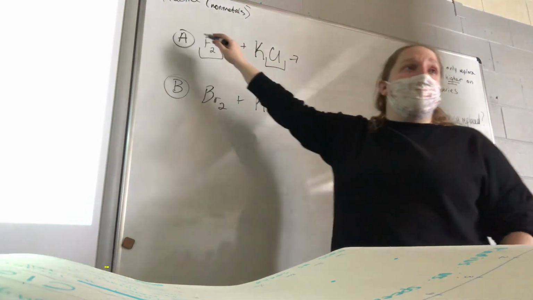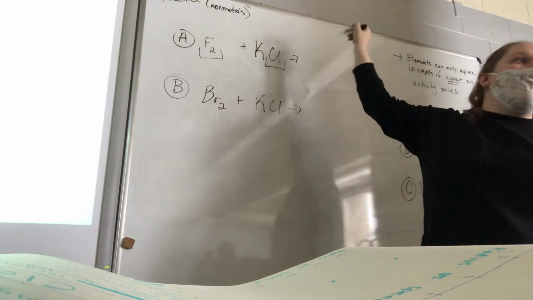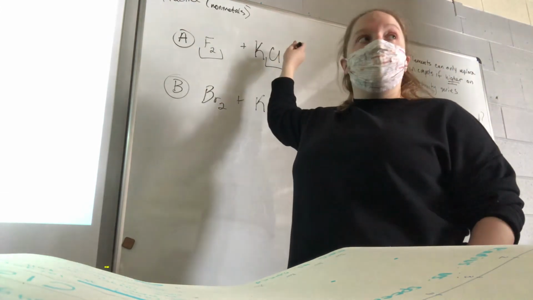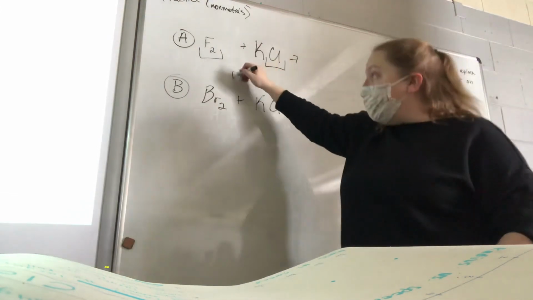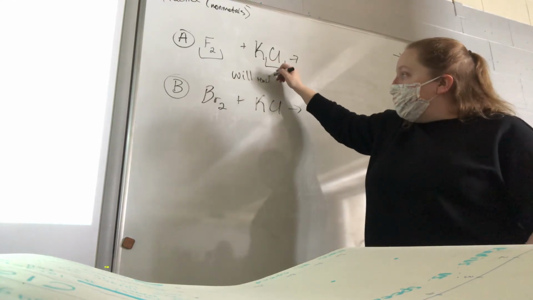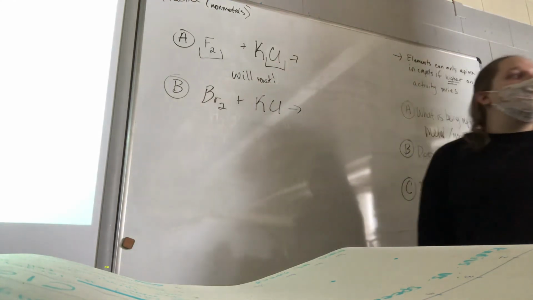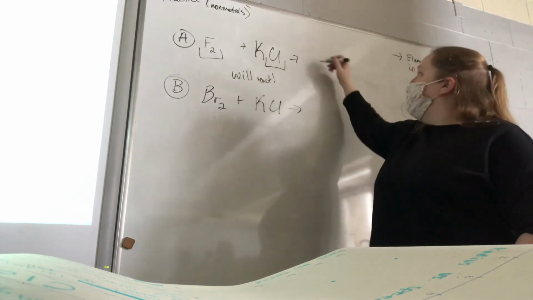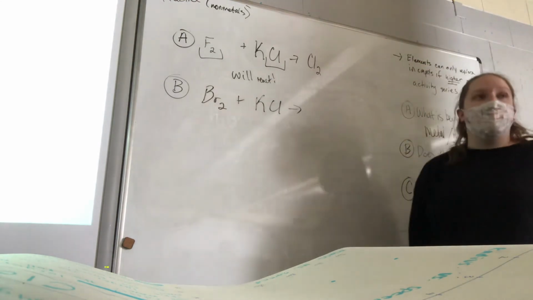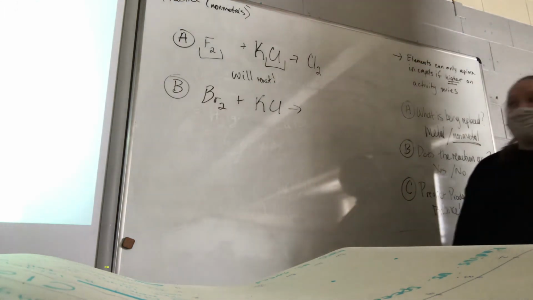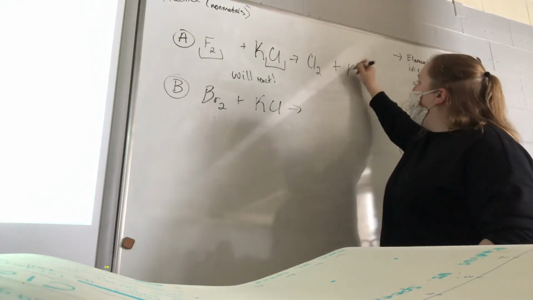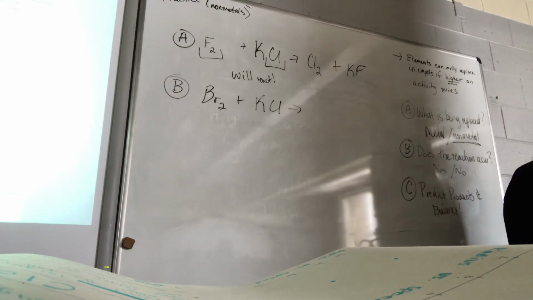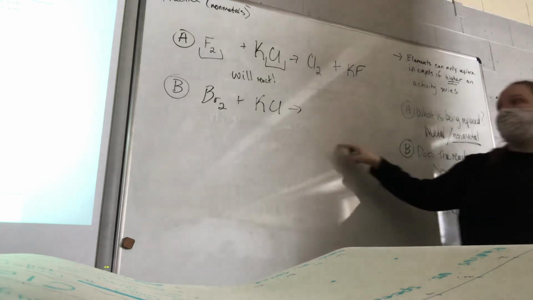So F2 is trying to replace chlorine. Can it do so? Is it located higher than chlorine? Yes, it is. So this will react. Now we predict the products and balance. These are going to switch places, right? So I know one of the things is going to be Cl2 because chlorine is diatomic when it's by itself. And I know the other thing is going to be that. Good? Okay. Let's do the next one.